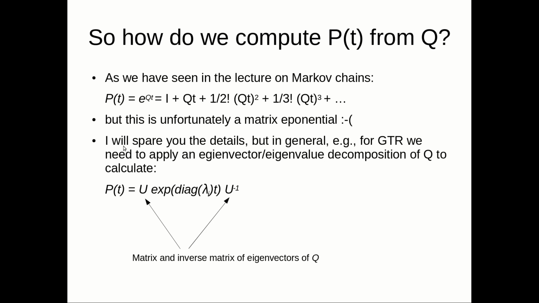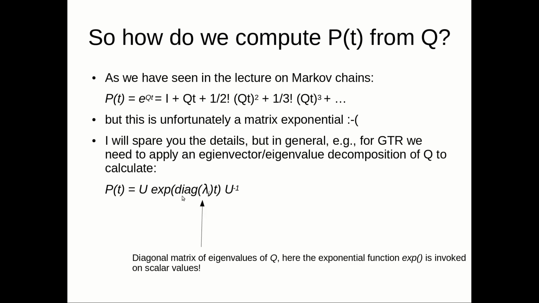I will generally spare you the details because this is numerically complicated, but in general, for instance, for GTR, what we actually need to do is to apply an eigenvector eigenvalue decomposition of Q to calculate the transition probability matrix T. The way this looks is that we have the matrix as well as the inverse matrix of the eigenvectors of Q on the left and the right hand side of this equation, and then in the middle we're computing the exponent of the diagonal value Li of the vector of eigenvalues of Q multiplied with the time.